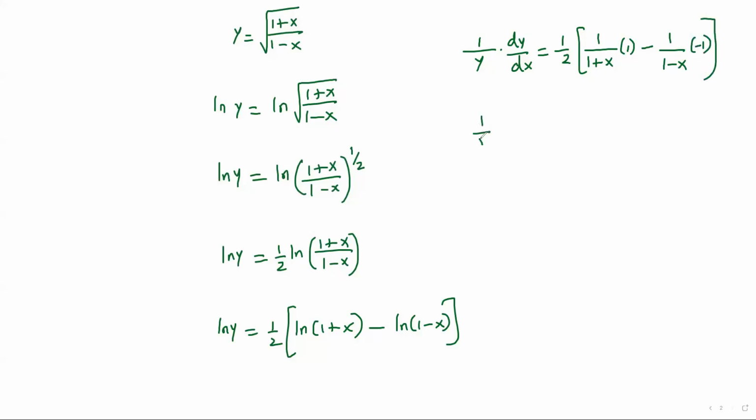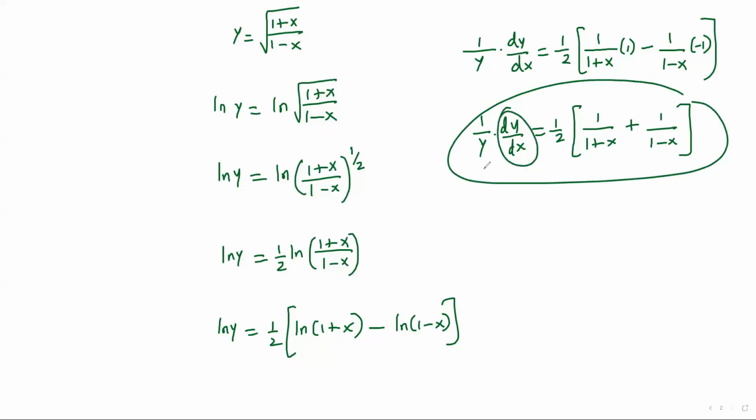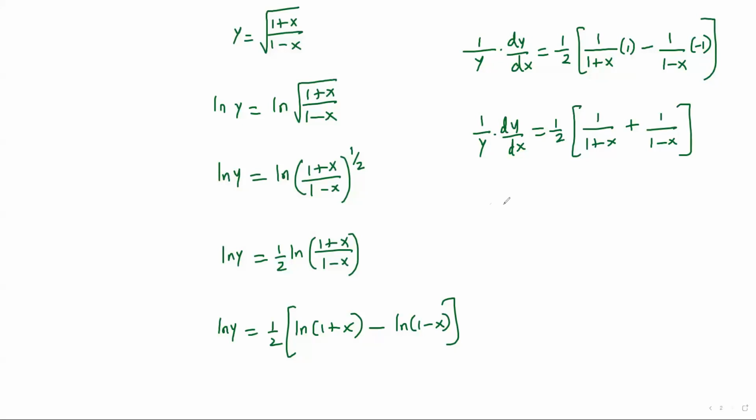Okay, now 1 over y times dy over dx equals 1 over 2 times 1 over 1 positive x times 1, which will be 1 over 1 positive x. Negative times negative will become positive, 1 over 1 negative x. Now I have to simplify this and solve for dy over dx, because dy over dx gives the differentiation of the given function with respect to x.